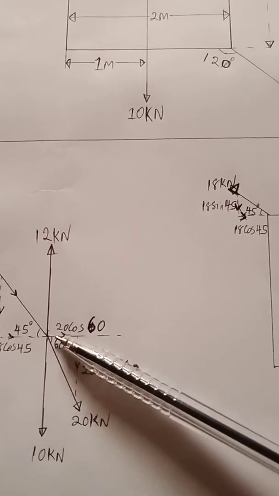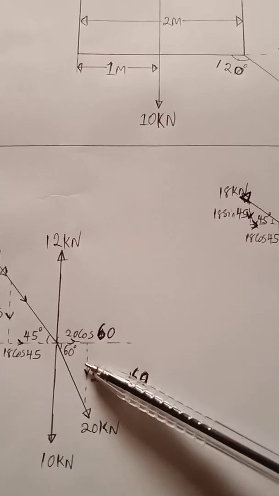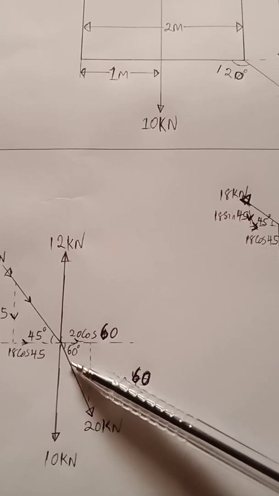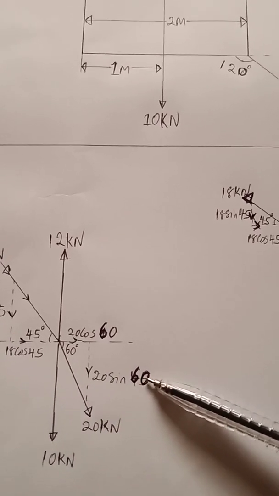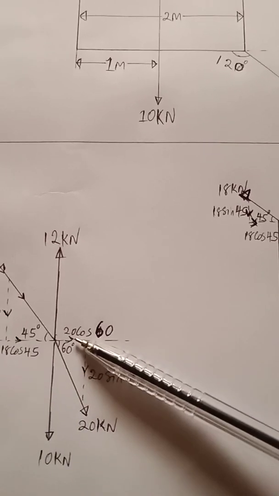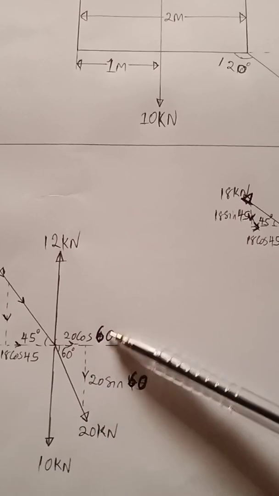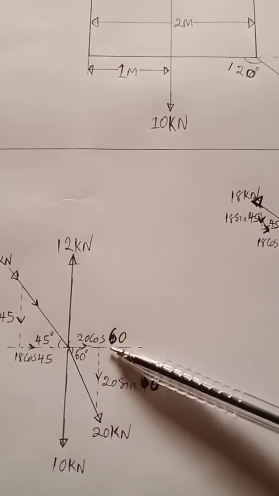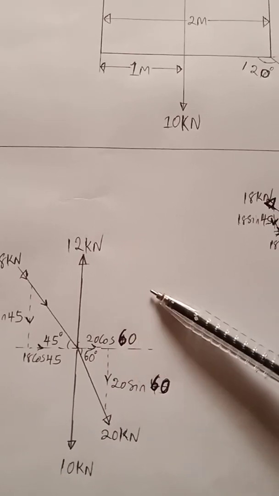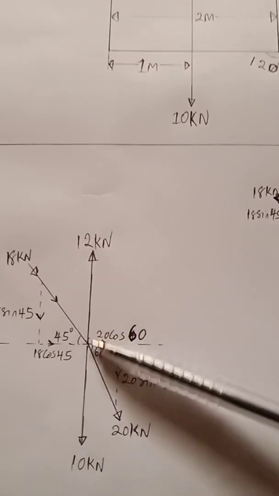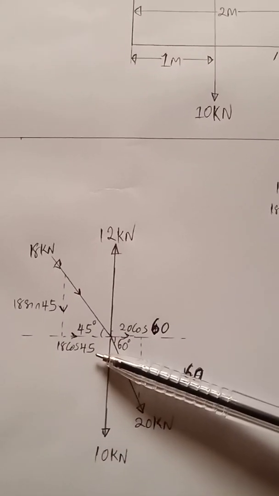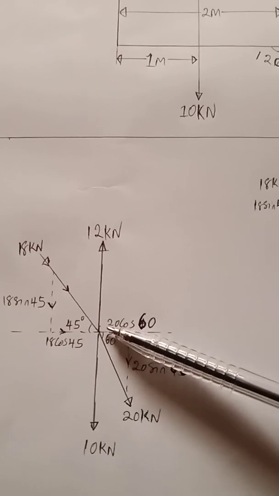It is the same thing with that of 20 kilonewton. We also form a triangle from it. The side facing the angle is 20 sine 60 degrees, and the adjacent side is 20 cos 60 degrees. All these have been explained in our previous video, so getting the resultant force should be easier if you have been following the previous video.